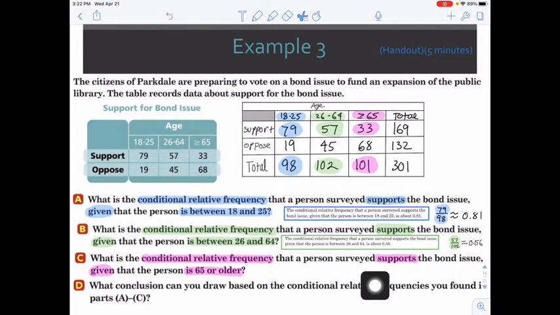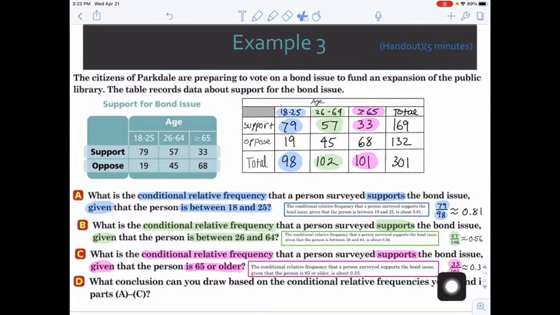Part C says, what is the conditional relative frequency that a person surveyed supports the bond issue given that the person is 65 or older? So now we're going to look at the last age group of 65 or older. Total, we had 101 people 65 or older, and 33 of them supported the bond issue. 33 divided by 101 is about 0.33. So the conditional relative frequency that a person surveyed supports the bond issue given that that person is 65 or older is about 0.33.